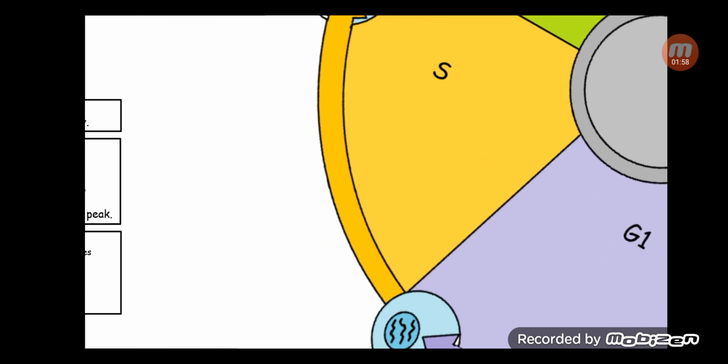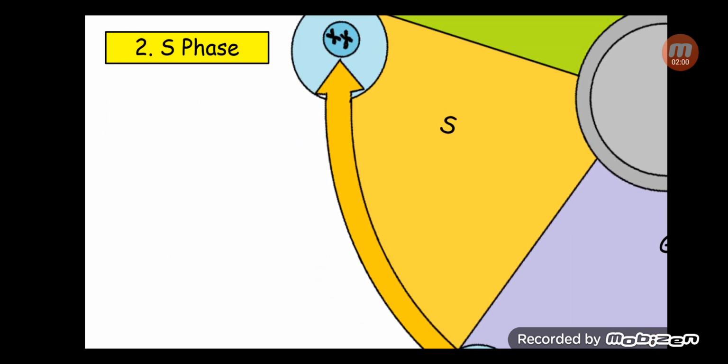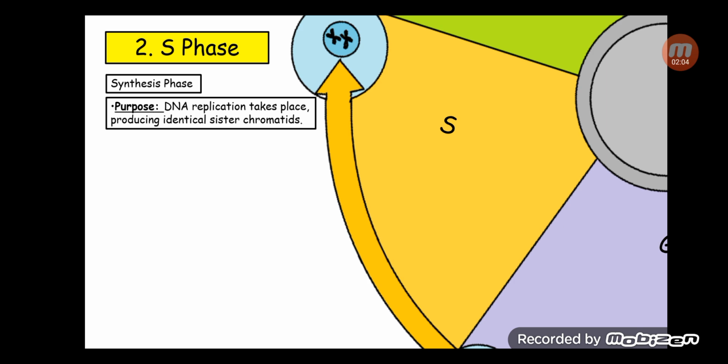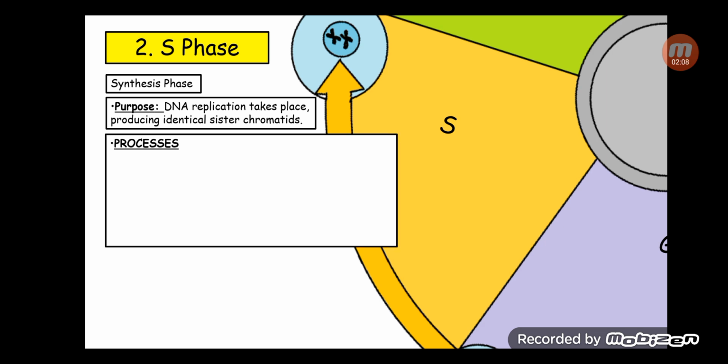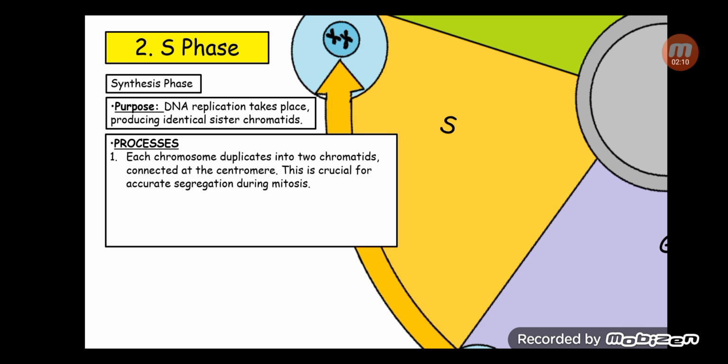The next phase in interphase is S phase, that is also called synthesis phase. There DNA replication takes place, producing identical sister chromatids. Processes that happen in S phase are each chromosome duplicates into two chromatids connected at the centromere. This is crucial for accurate segregation during mitosis.